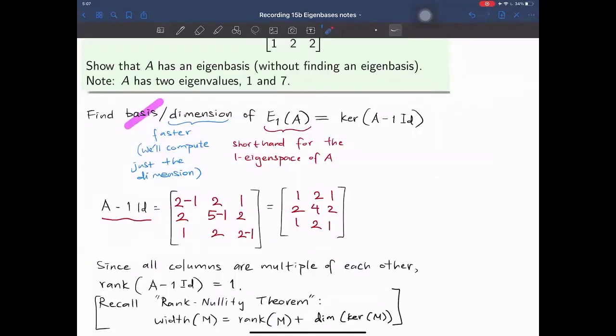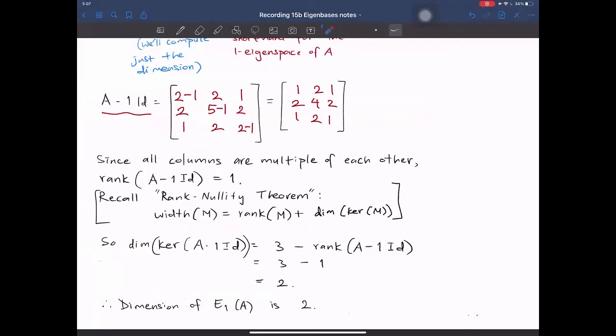Knowing the rank of a matrix is helpful because of the rank nullity theorem. It says that the rank of a matrix plus the dimension of the kernel of the matrix is equal to the width of the matrix. And we know the rank of this particular matrix, and the width is 3. So that tells us that the dimension of the kernel is 3 minus 1. So this gives me the dimension of the 1 eigenspace of A, which is 2.